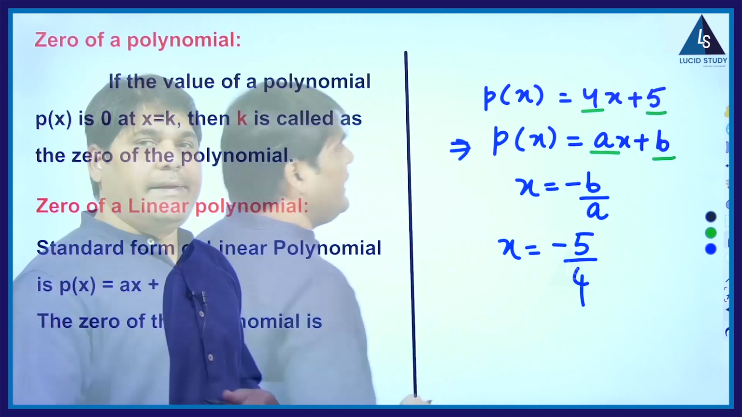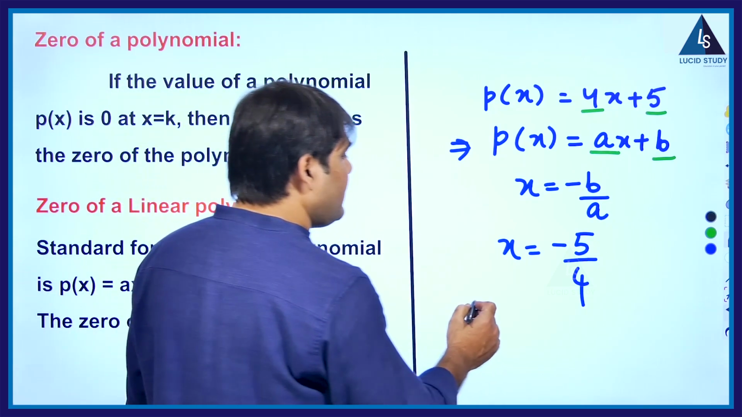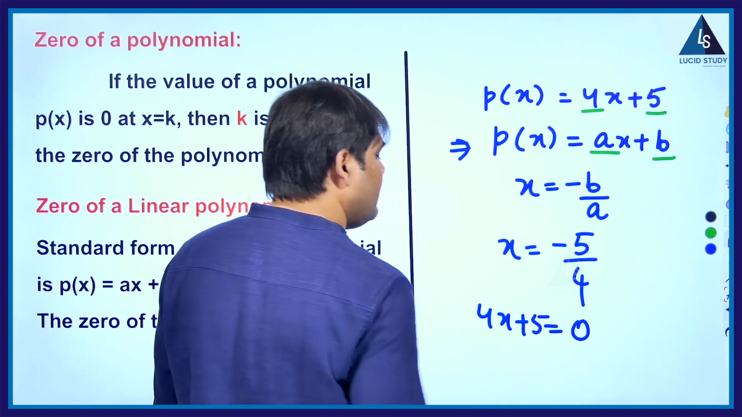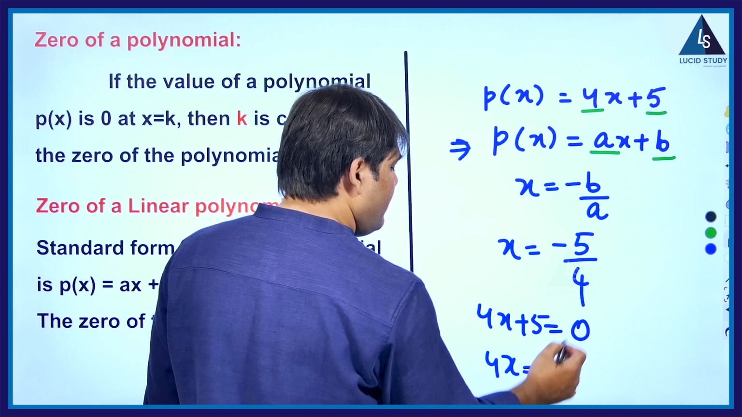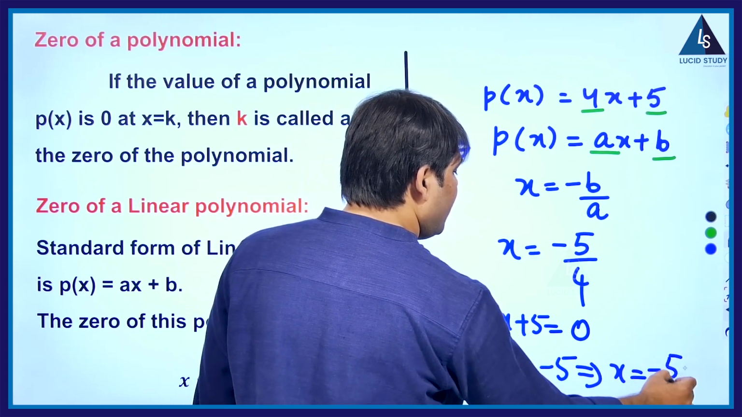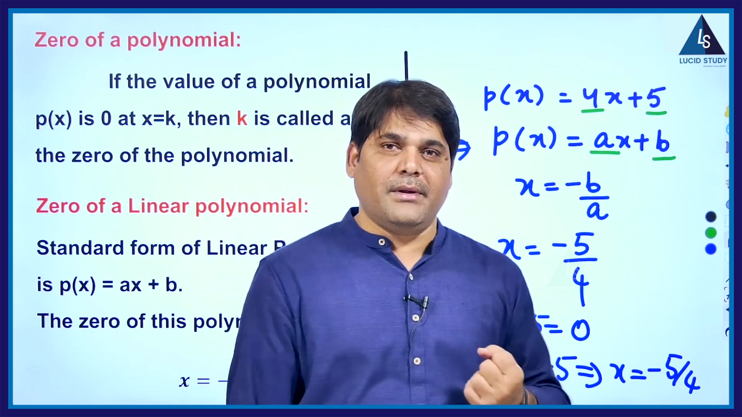In another way also we can find the 0 of a linear polynomial. What is that? We take 4x plus 5 is equal to 0, then we find the value of x. So 4x is equal to minus 5, so x is equal to minus 5 by 4. Like this also we can find the 0 of the linear polynomial.